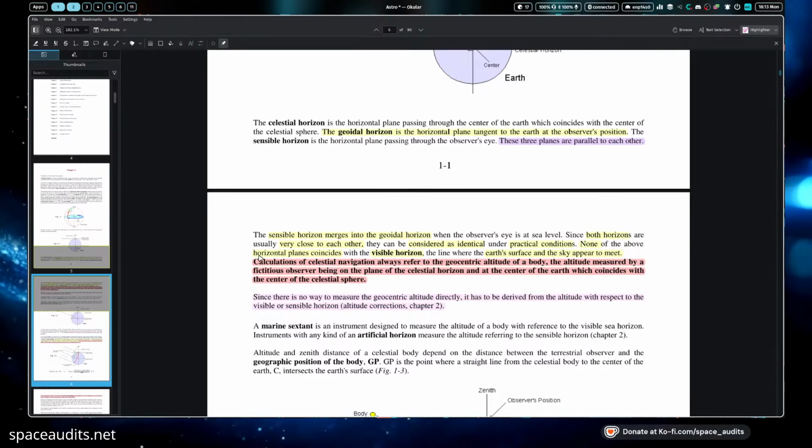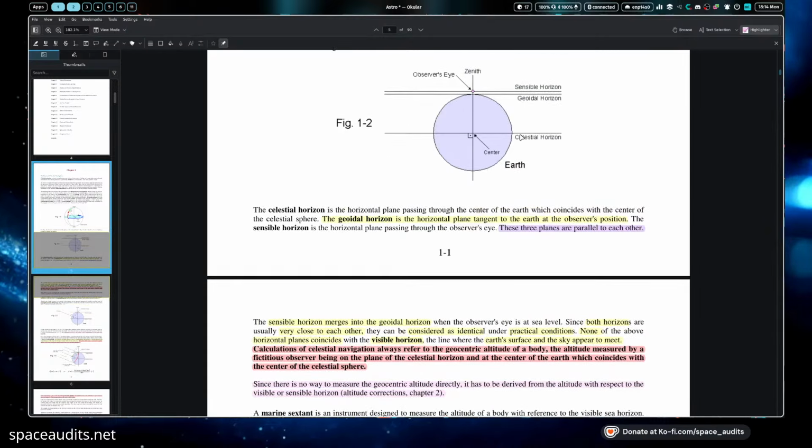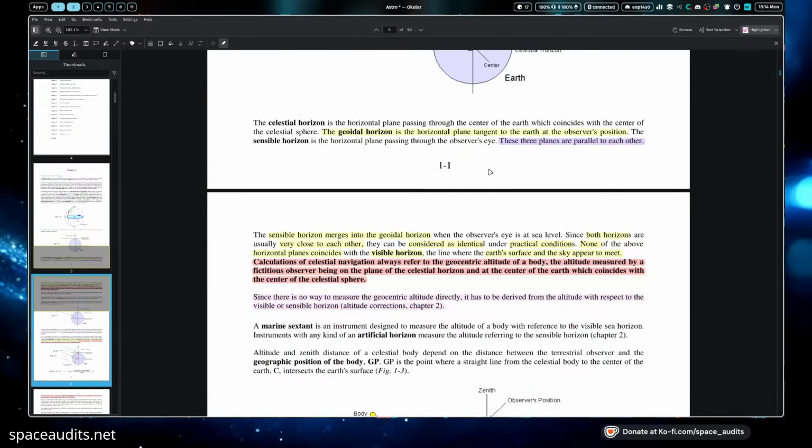Since both horizons are usually very close to each other, they can be considered identical under practical conditions. None of the above horizontal planes coincide with the visible horizon, the line where the Earth's surface and the sky appear to meet. Okay, so the visible horizon is a little different, but that's where the ground and sky appear to meet. So everything up in the sky is going to be defined by this intersection of the celestial horizon, which would be outward from the equator.